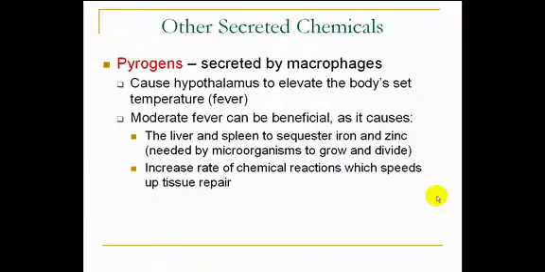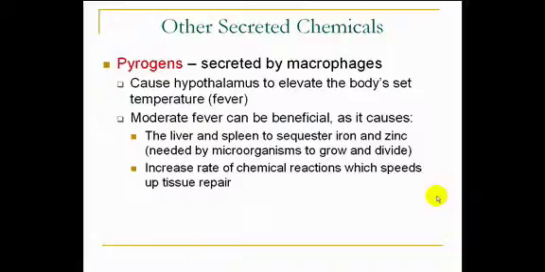Now, some other chemicals that can be released independent of inflammation are pyrogens. Pyro means fire, right? So macrophages can release pyrogens that travel to the hypothalamus and elevate the body's set temperature. And if you elevate the body's set temperature, you can run a fever. And this is a protective mechanism. Sometimes we think of fevers as bad, and they can be dangerous if they get too high.